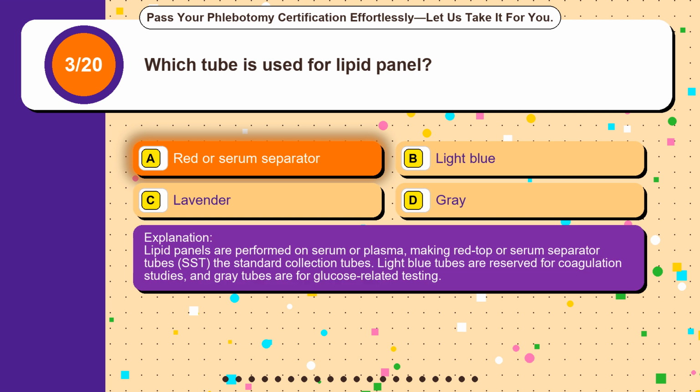Lipid panels are performed on serum or plasma, making red top or serum separator tubes, SST, the standard collection tubes. Light blue tubes are reserved for coagulation studies, and gray tubes are for glucose-related testing.